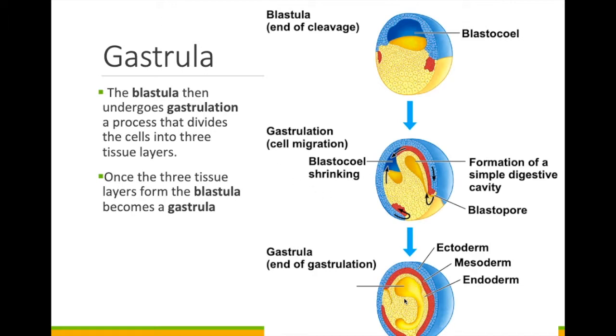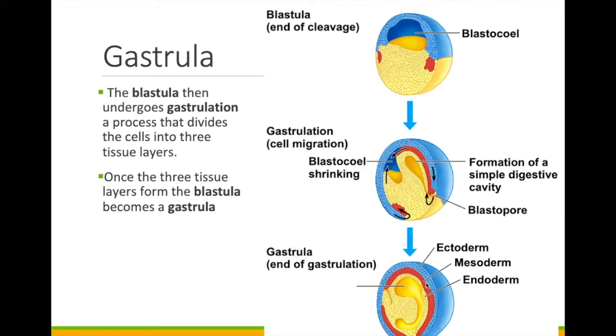An endoderm on the inside, that's going to become your mouth and gut lining and anus. The mesoderm, which becomes your muscles and bones. And then the ectoderm, which becomes your skin and nervous system, so your brain and your spinal cord.